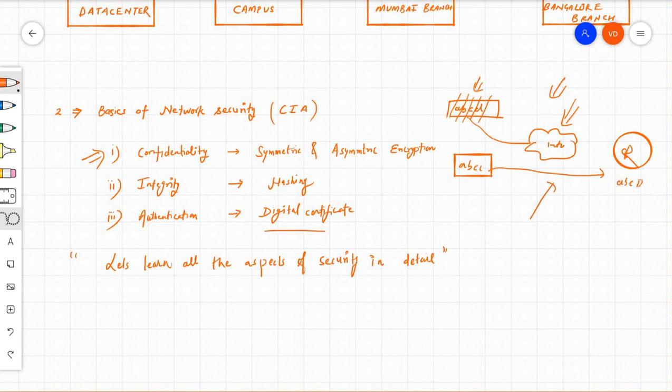Confidentiality can be achieved through various ways, and we will be discussing that. Terms-wise, it is symmetric and asymmetric encryption.